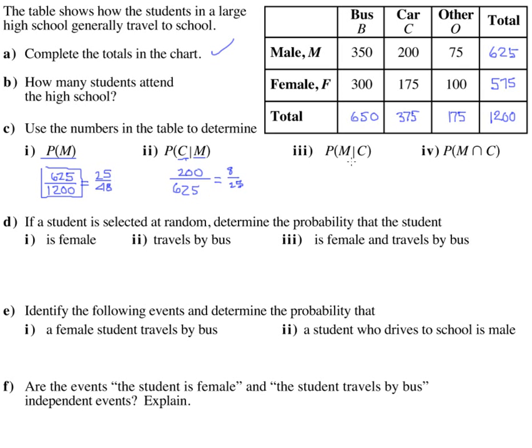And now we can go the other way. What if we grab a student who rides a car? What's the chance that they're male? So now it's given that they're a car rider, what's the chance that they're male? How many car riders are there? 375. Of which 200 are males. So the chance will be 200 out of 375 that you've picked a male if you just pull a random student out of a car. Divide that by 25 and you get 8 out of 15.